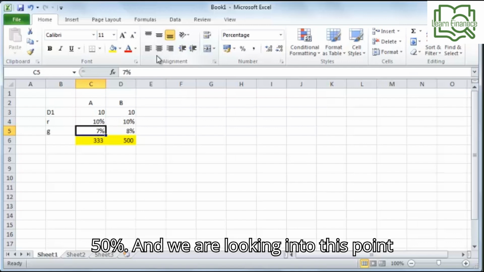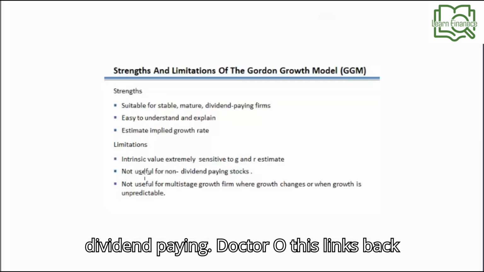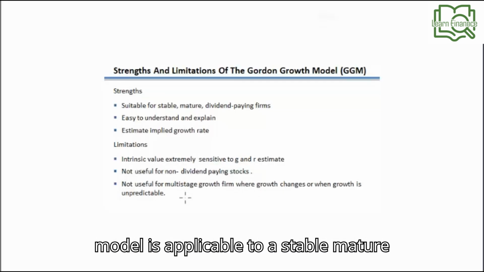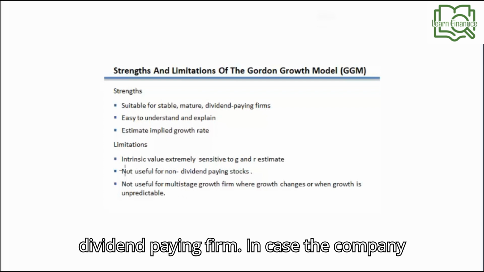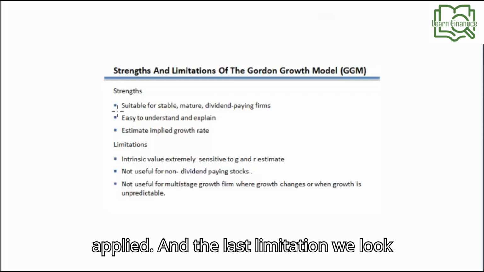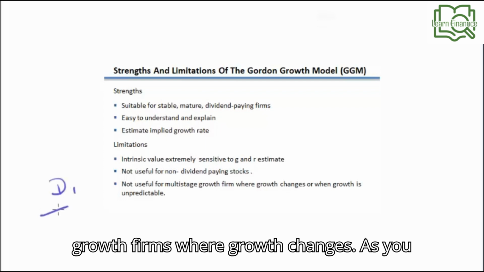And we are looking into this point, which says that it is not useful for non-dividend paying stock. So this links back to the point that the Gordon growth model is applicable to a stable, mature, dividend-paying firm. In case the company doesn't pay dividends, it cannot be applied. And the last limitation we look at is that it is not useful for multi-stage growth firms where growth changes.